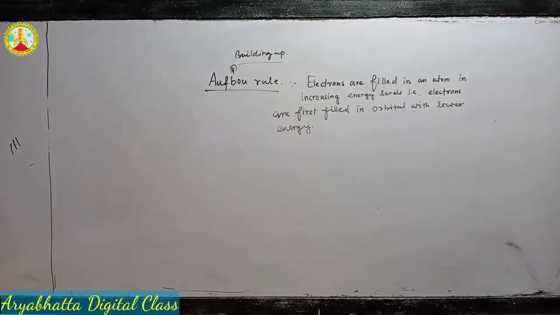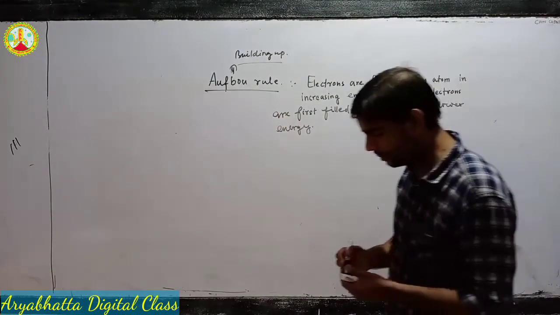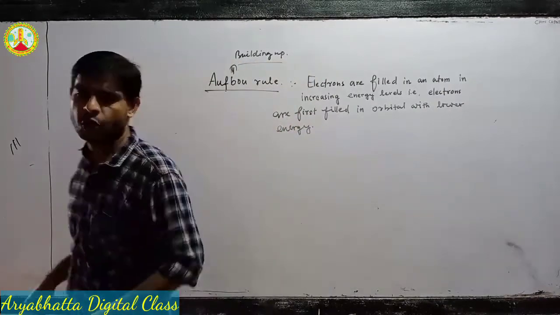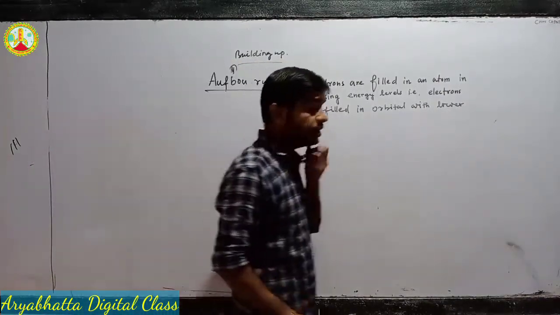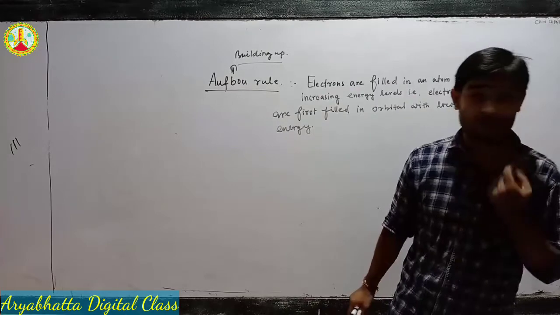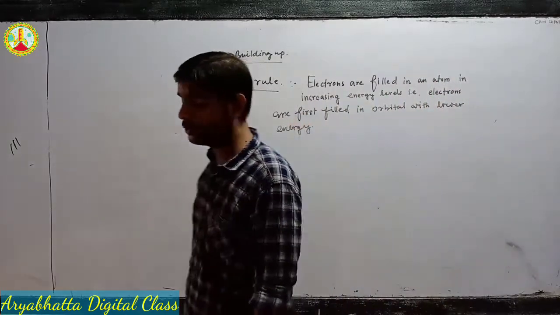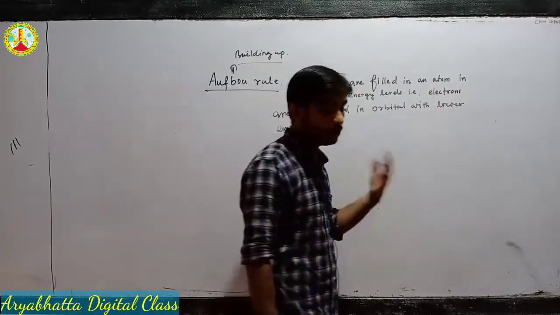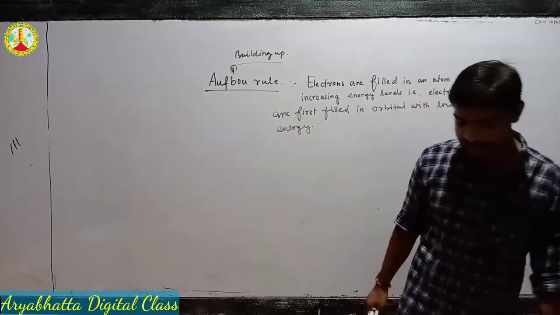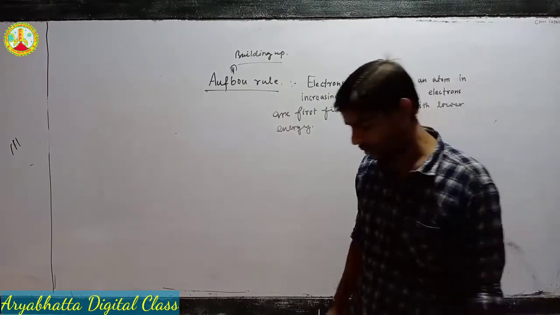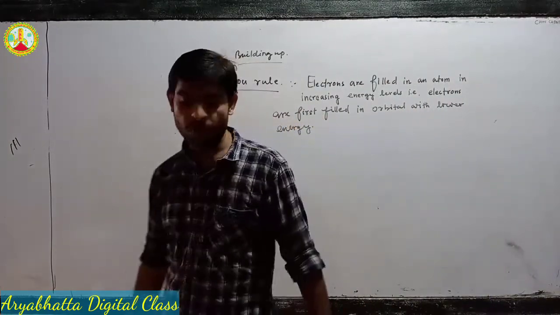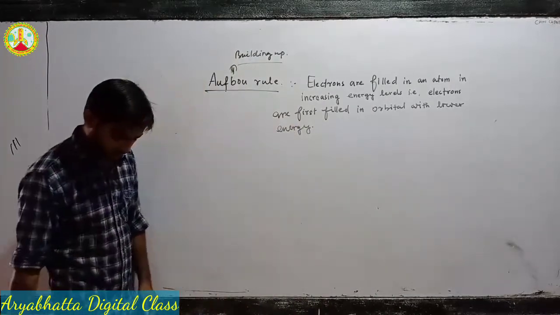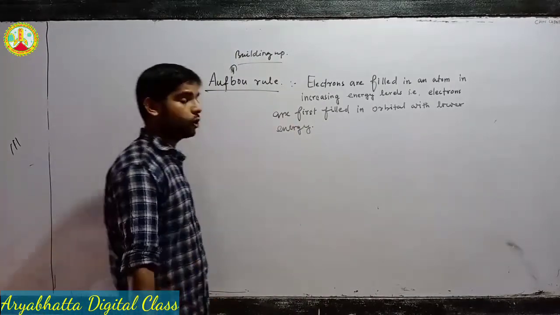So electrons are first filled in orbitals with lower energy. That means we have too many orbitals. So which orbital should we choose first? Which orbital should we choose second? And how will these orbitals be decided, that is, to which orbital will an electron go? So the Aufbau rule exactly tells us what to do.